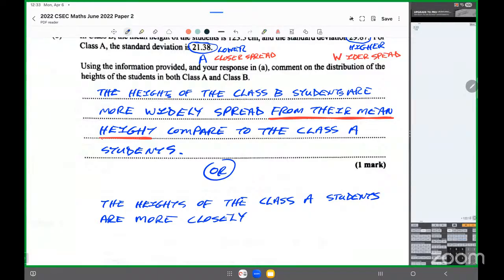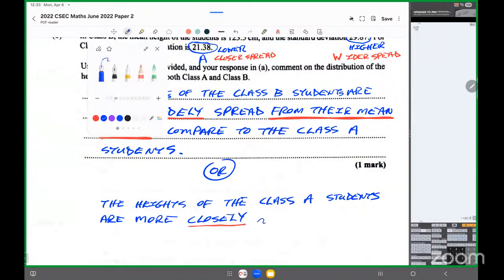See, keyword. Because of a higher value, use widely spread. Now we're going to use closely spread because it's a lower standard deviation. So use a word like closely. It's more closely spread.